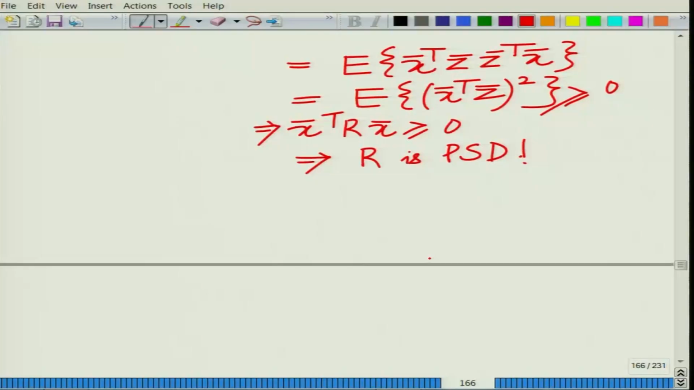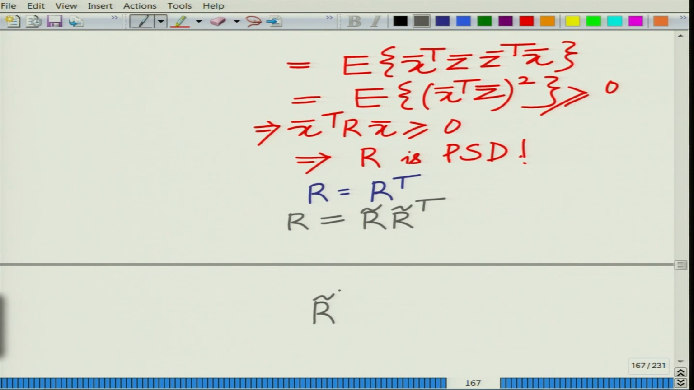So first of all, it is a symmetric matrix, so we have R equal to R transpose. Secondly, because it is a positive semi-definite matrix, R can be decomposed as R tilde R tilde transpose. Remember, we saw this is the Cholesky decomposition. Now let us look at what happens to R tilde inverse z bar. Let us call that z tilde equals R tilde inverse z bar.